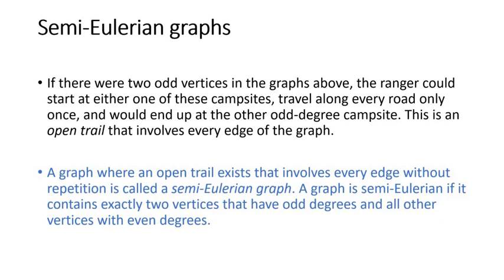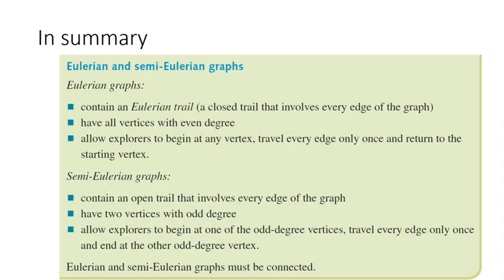So a graph where an open trail exists that involves every edge is semi-Eulerian. A graph is semi-Eulerian if it contains two vertices with odd degrees. So guys, like I said, this will be the first thing that I want you to jot down for today. So this is Eulerian and semi-Eulerian. Eulerian graphs contain an Eulerian trail, have all vertices with even degree, and allow you to begin at any vertex and travel every edge only once, returning to the starting vertex.